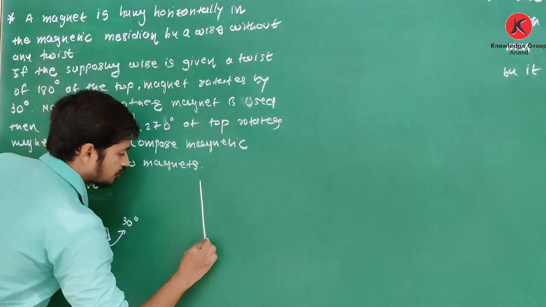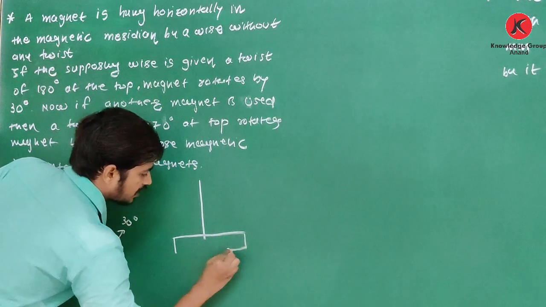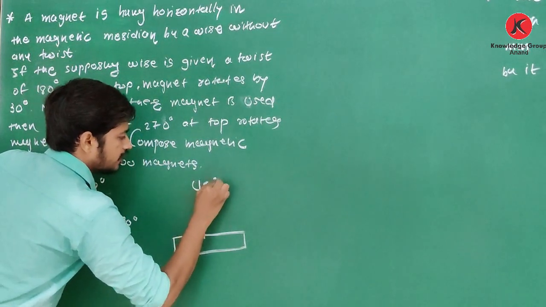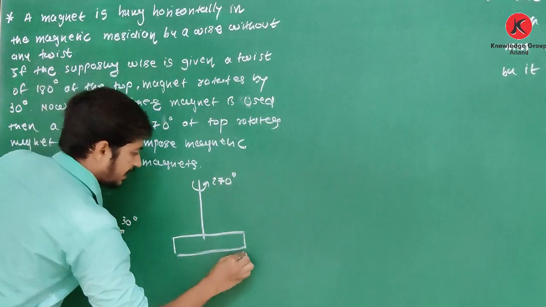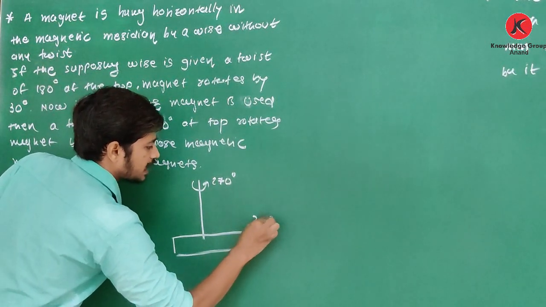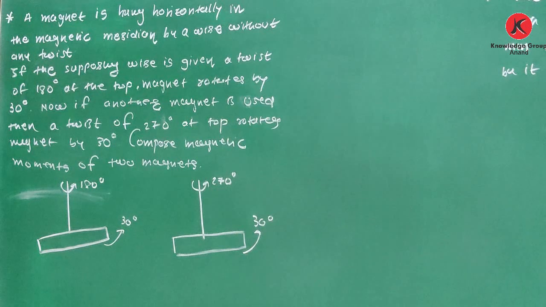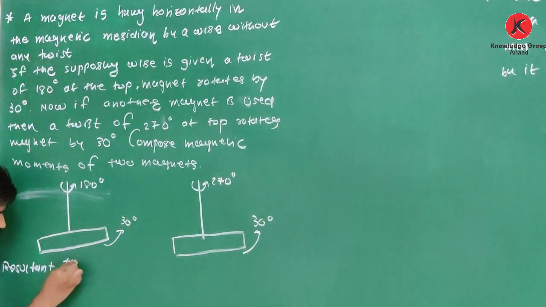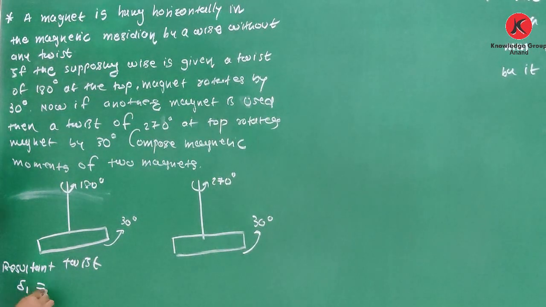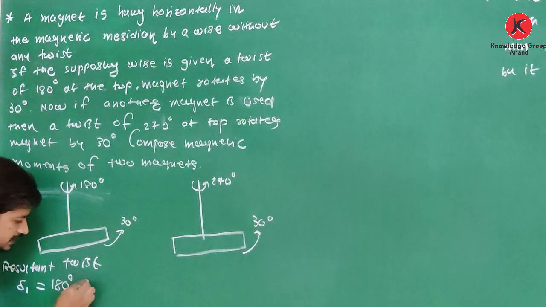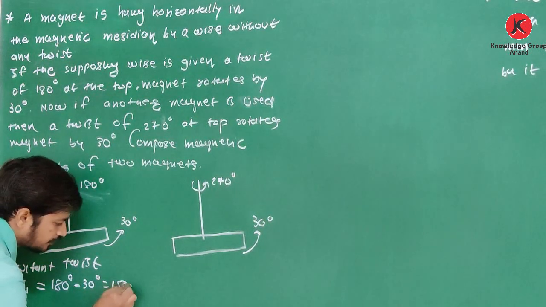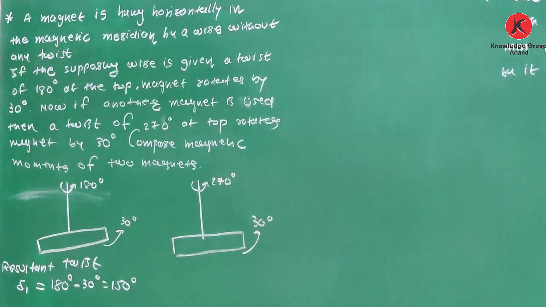For the second magnet, in the same magnetic field, if this wire is given a twist of 270 degrees, the magnet again rotates by 30 degrees. So in this case, what is the resultant twist? Here resultant twist del 1 is equal to 180 degrees minus 30 degrees, it is 150 degrees. Clear about this?